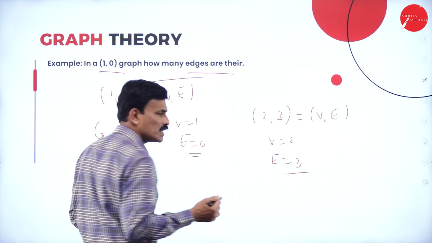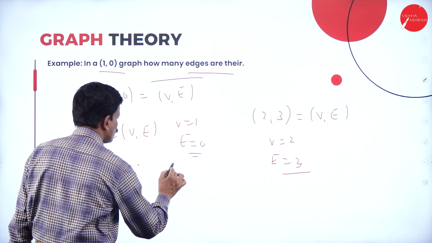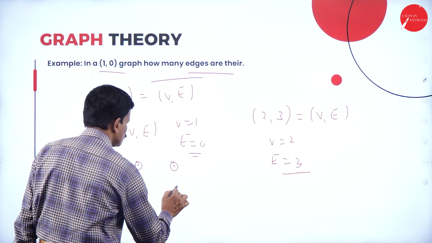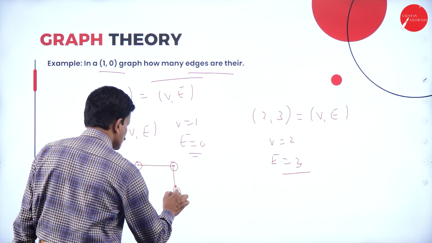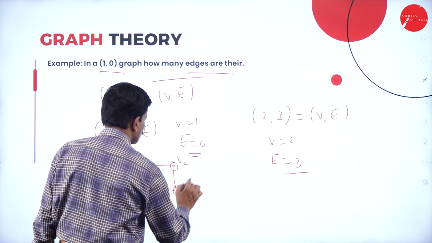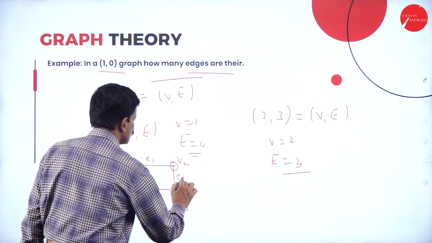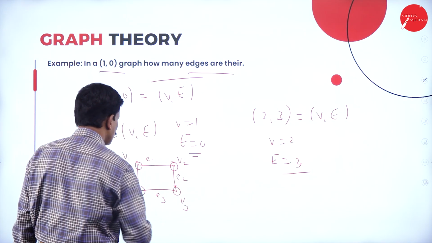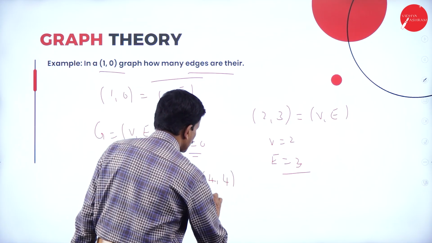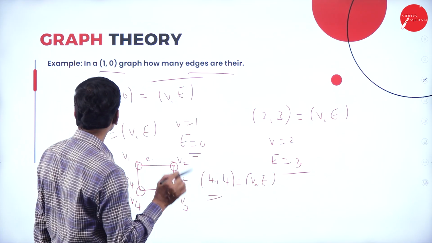Let us take one more simple example for a graph. Suppose there are 4 points, these are the 4 points, this is 1, 2, 3, 4. Now join these. This is also an example for a graph. The vertices are V1, V2, V3 and V4. The edges are E1, E2, E3 and E4. So this graph contains 4 vertices and 4 edges, that is equal to V comma E. This is also an example for a simple graph.